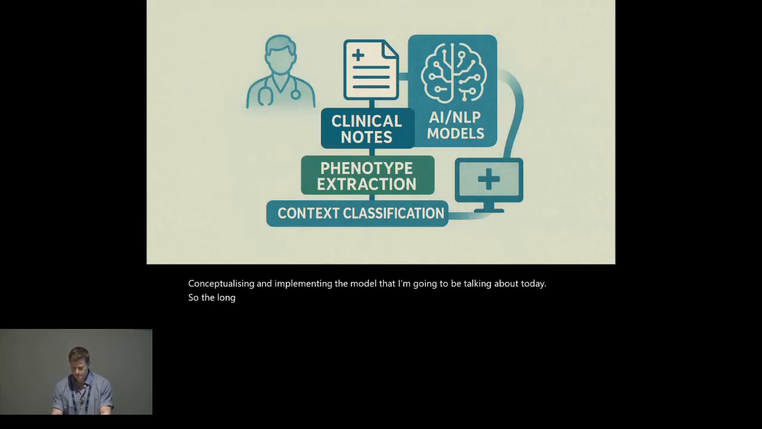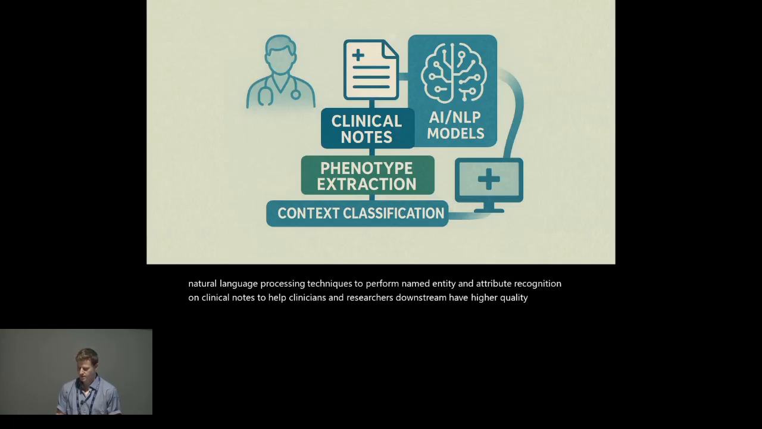The long story short is that we're going to use both small and large language models and natural language processing techniques to perform named entity and attribute recognition on clinical notes, to help clinicians and researchers downstream have higher quality phenotypic information and patient profiles. One of the main use cases of clinical NLP is extracting information from clinical notes. An important type of information for healthcare providers is knowing the observable traits that are relevant to a patient's medical condition, like symptoms, diagnoses, or other health related observations. Those are known as phenotypes.